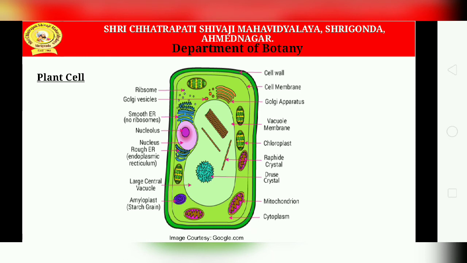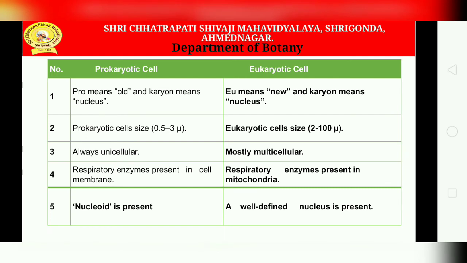Now, since there are two types of cells, we have to differentiate between them: the prokaryotic cell and the eukaryotic cell. Pro means the old one and karyon means the nucleus. This is a primitive cell organization present in bacteria and BGA, the blue-green algae, in the prokaryotic cell. Whereas in the eukaryotic cells, eu means new and karyon means the nucleus. This is a complex and advanced cell organization present in plants and animals, in higher plants.